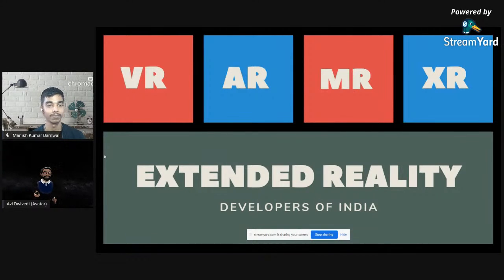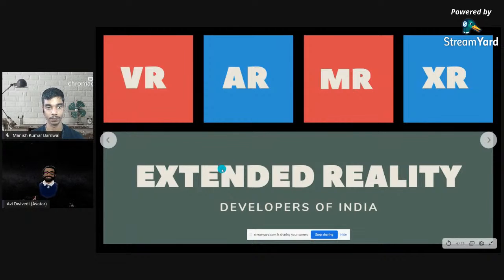XR is nothing but an umbrella term for all these three, and not just these three, also for haptic, and also for CR, which is cinematic reality. XR is basically the term in which all these realities and technologies exist, we group them under this term called XR. A very similar umbrella term is AI, artificial intelligence, in which there is computer vision, neural networks, natural language processing. There are a lot of terms covered in AI. Similarly, XR has all these terms: AR, VR, MR.